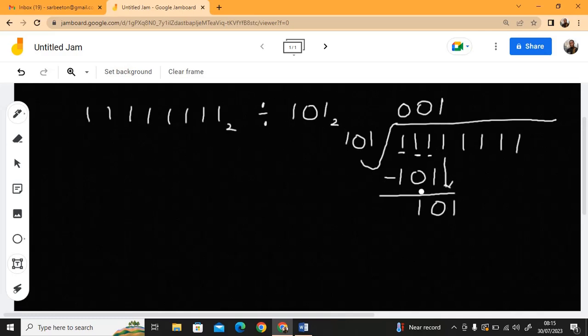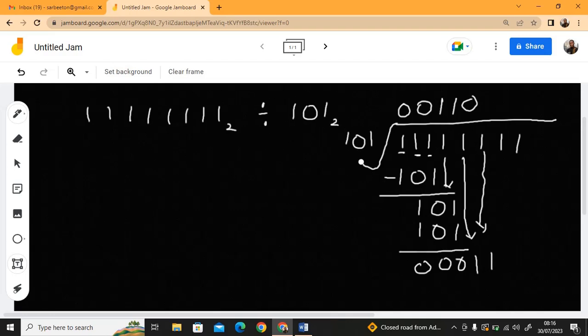Now, 1, 0, 1 divided by 1, 0, 1, we know is 1, right? So 1, 0, 1 times 1 is 1, 0, 1. So here you are going to have 0, 0, 0, right? That is it. You bring those numbers down one after the other. Now, 1, 0, 1 is bigger than 1, right? So when you bring this one down, 1, 0, 1 is bigger than 1, you're going to write 0. You bring the other one down.